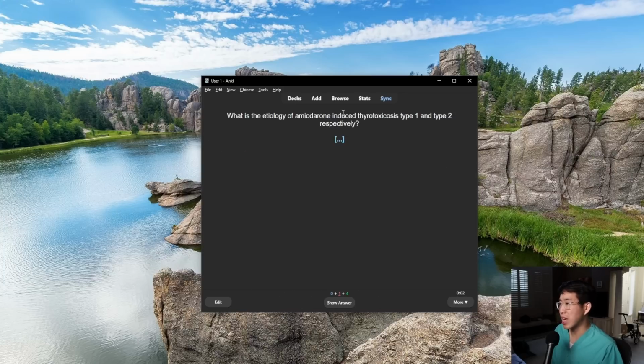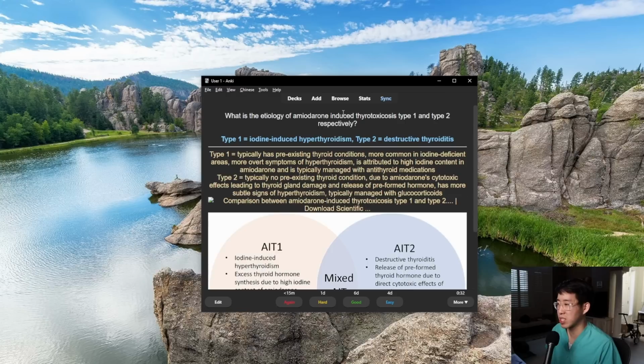What is the etiology of amiodarone-induced thyrotoxicosis type 1 and type 2? And furthermore, what is the difference in how we treat these patients? So type 1 is going to be typically in patients who have an underlying thyroid disorder. It is treated with thyroid medications, and it's basically an iodine-induced hyperthyroidism. Whereas type 2 is a destructive thyroiditis, where it's going to cause a lot of release of preformed thyroid hormone, and the treatment is with steroids.